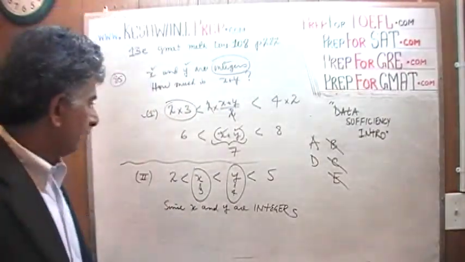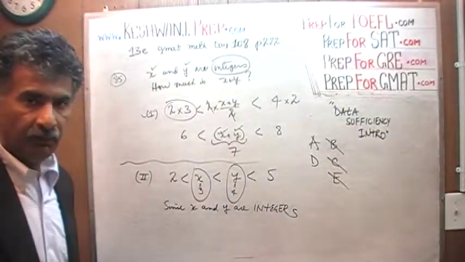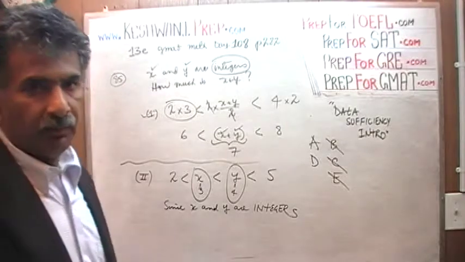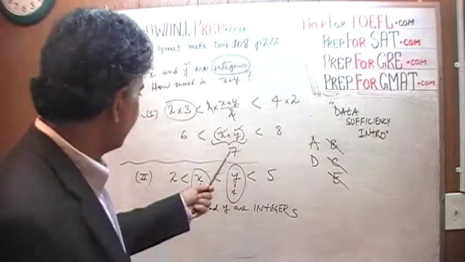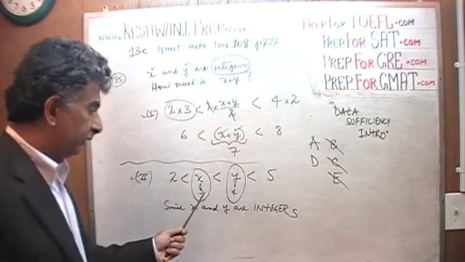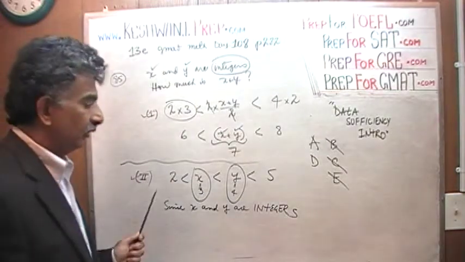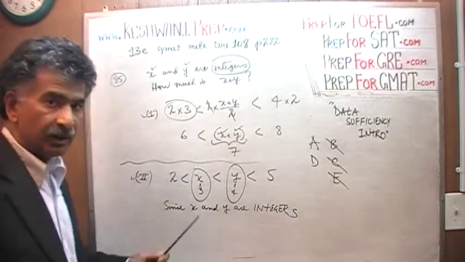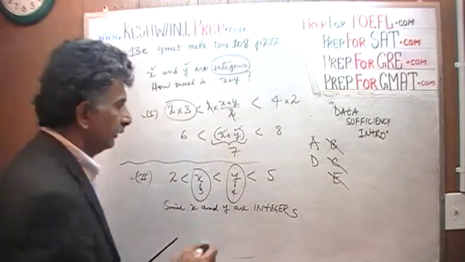And therefore, we can answer the question. The question was, what's the value of x plus y? And the answer is 7, just like before, except here we know the individual values. Because the second statement by itself also works, the answer is D.